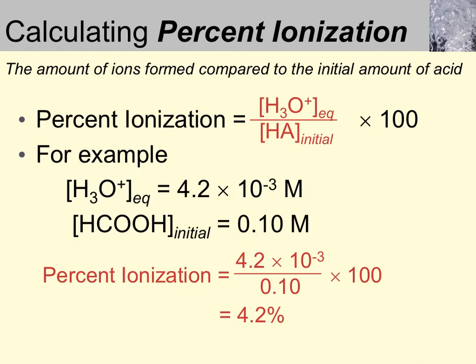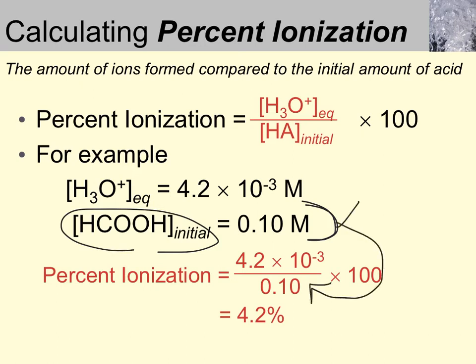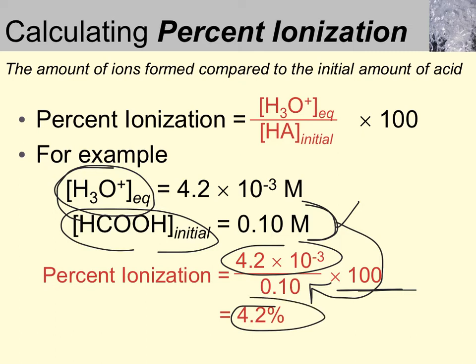So here's an example. Let's say, as in that last problem, we started with an initial intact concentration of the weak acid of 0.10 molar. That always goes in the denominator. The concentration of ion, which is hydronium ion for an acid, at equilibrium goes in the numerator. Don't forget to multiply by 100. And the percent ionization is 4.2%. For weak acids and bases, this percent ionization is typically quite small.